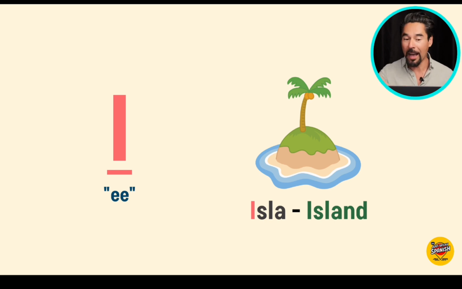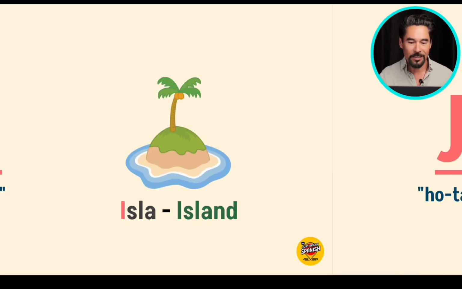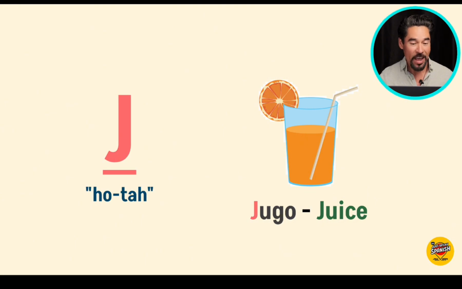Let's move on to the letter E in Spanish. In English it would be I, but to not get confused, in Spanish, E is the E in English. So let's see the word. Now we're going to take a look at the word isla. Isla, island. It's very simple. It's E.